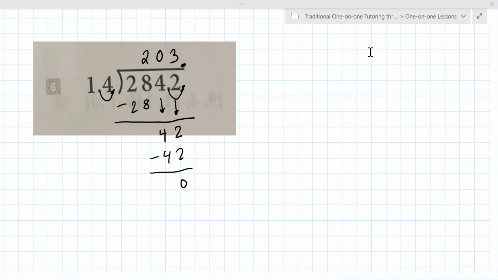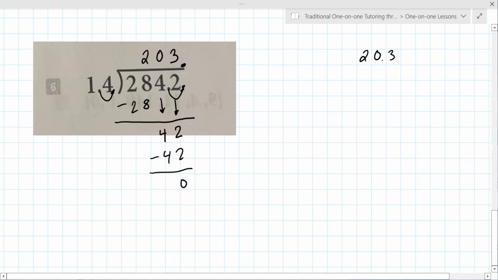So for this one, you would check by multiplying 203 by 14. So notice you use the new number. You don't go back to the original when you're checking, if you want to do that. But let's keep working through this.